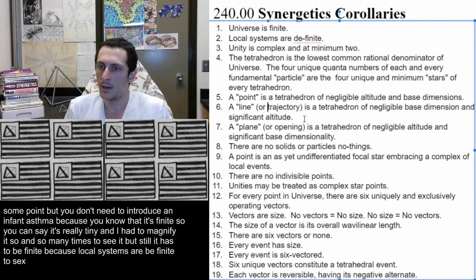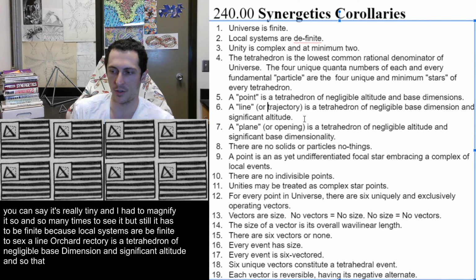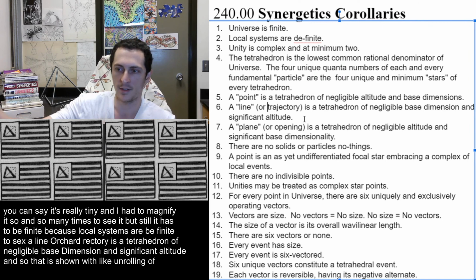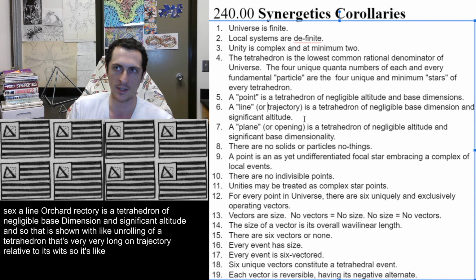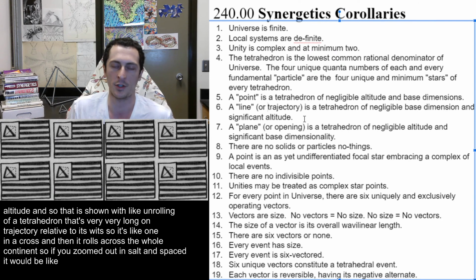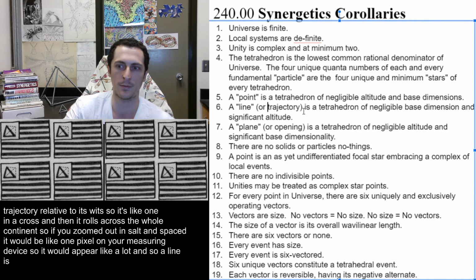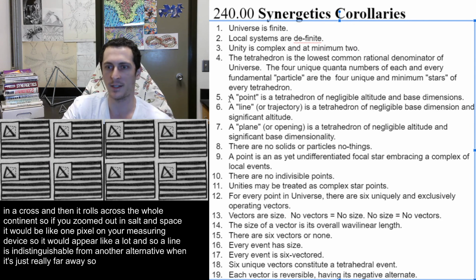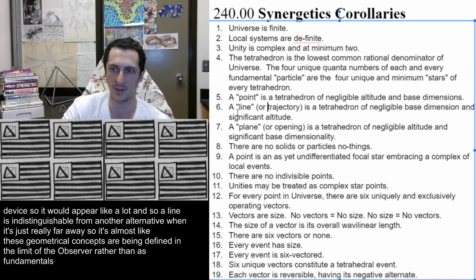6. A line or trajectory is a tetrahedron of negligible base dimension and significant altitude. And so that is shown with like an unrolling of a tetrahedron that's very, very long on a trajectory relative to its width. So it's like 1 inch across and then it rolls across a whole continent. So if you zoomed out and saw it from space, it would be like 1 pixel on your measuring device. So it would appear like a line. And so a line is indistinguishable from another alternative when it's just really far away. So it's almost like these geometrical concepts are being defined in the limit of the observer rather than as fundamentals. That's why he's still calling them quotes.